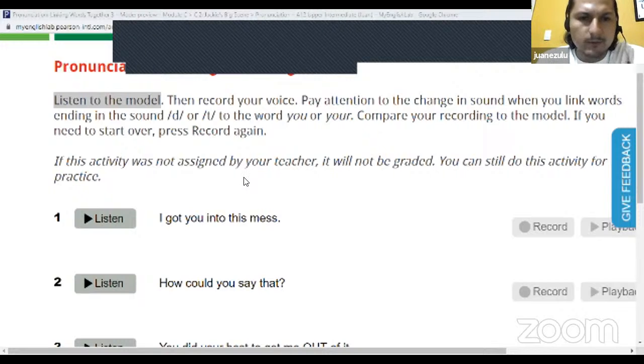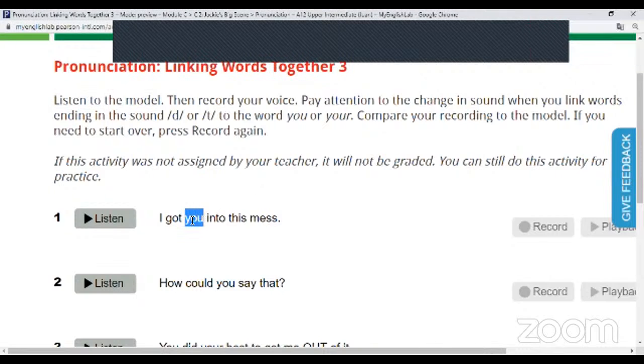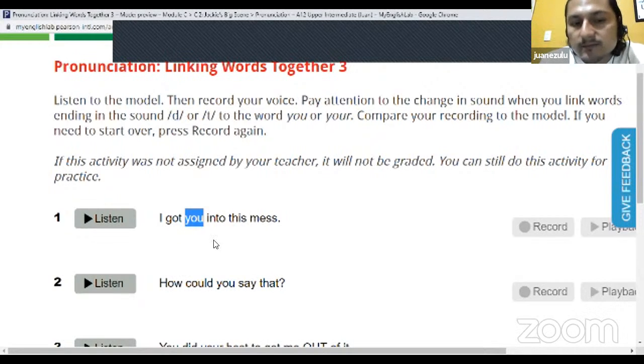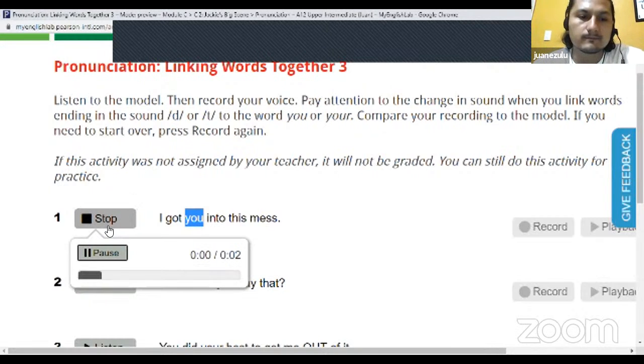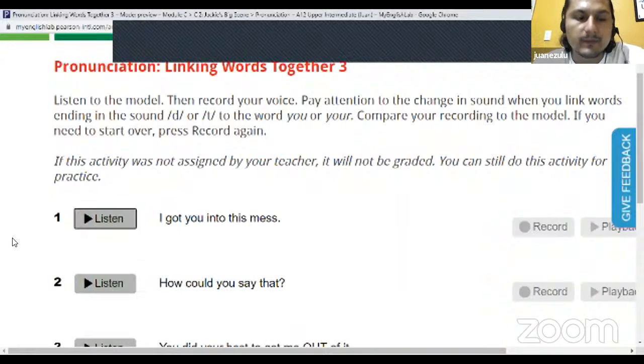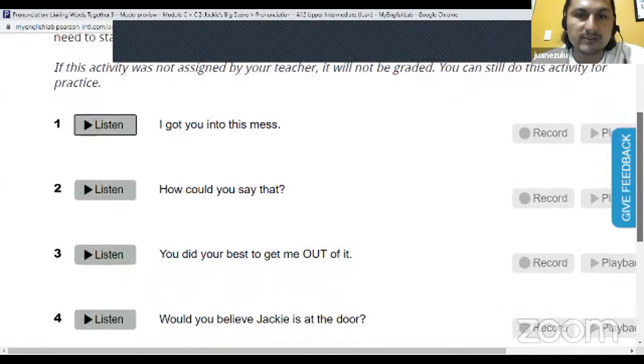Thank you very much. Now, what we're trying to do here is link the y sound with the previous word. For example, on number one is I got you. That's the normal way we read it. But once we speak it should sound like this. I got you into this mess. Let's listen. I got you into this mess. Okay, te metí en este problema. I gotcha. Es la forma de hablar cuando pronunciamos estos dos elementos.